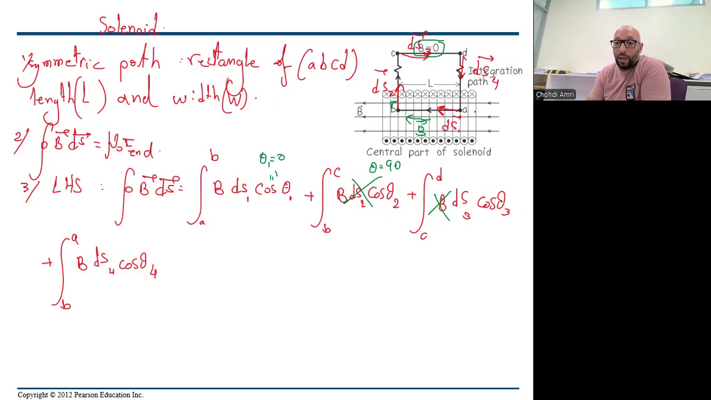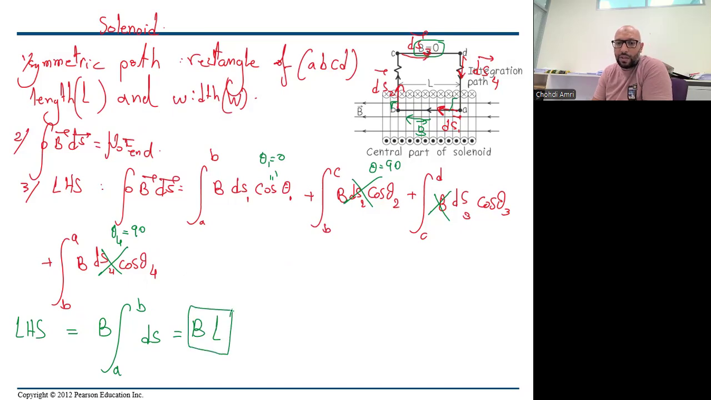For the fourth line element, ds4 is making an angle of 90 with the magnetic field, so this term also will be cancelled because cosine 90 is 0. So the left-hand side will be B times the line integral from A to B of ds. What will be the line integral from A to B? It's going to be the length L. So it's B times L. This is our left-hand side.